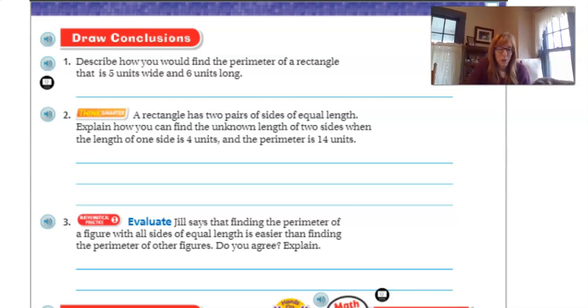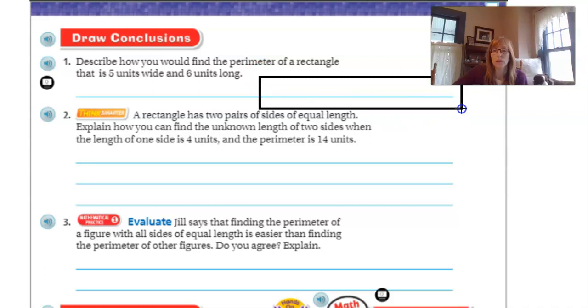All right, so we have draw conclusions. Describe how you would find the perimeter of a rectangle that is 5 units wide and 6 units long. All right, so let's just draw. Okay, we're going to draw a rectangle. So you guys draw a rectangle right here. And I'll move my face.